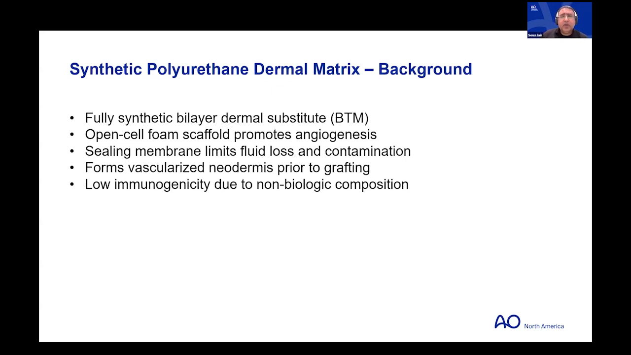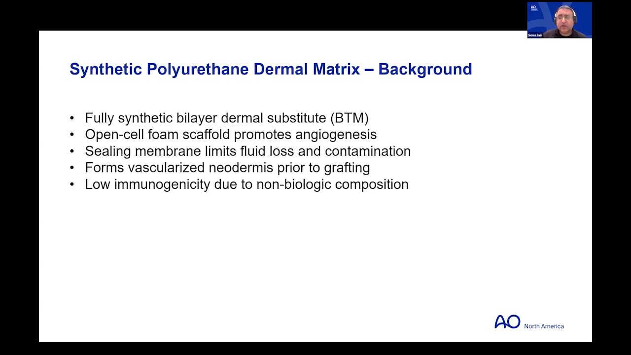So you have the synthetic polyurethane dermal matrix. A little background on this: you have a fully synthetic bilayer of dermal substitute, and BTM. We're not going to be using any trade names here, but there are different ones out there that are available. The open cell foam scaffold promotes angiogenesis. You have a sealing membrane, which is also polyurethane, and that limits fluid loss and contamination.